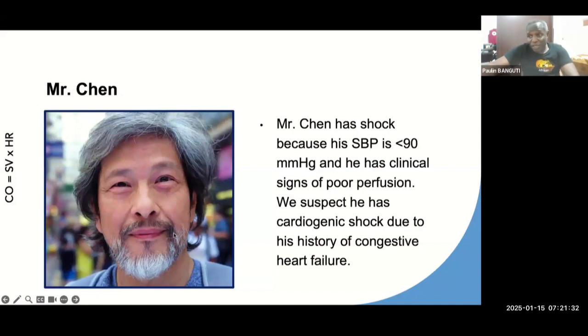Yes, it's a shock with a systolic blood pressure below 90, and signs of poor perfusion, indicative of critical circulatory dysfunction. Given his history of congestive heart failure and recent motor vehicle accident requiring resuscitation for hemorrhagic shock, cardiogenic shock is the leading suspicion.